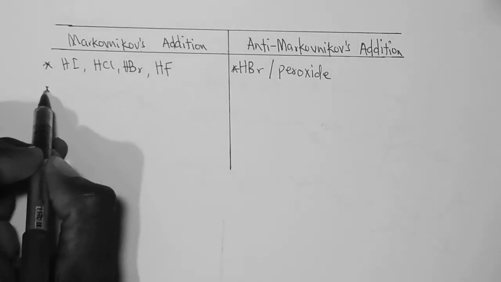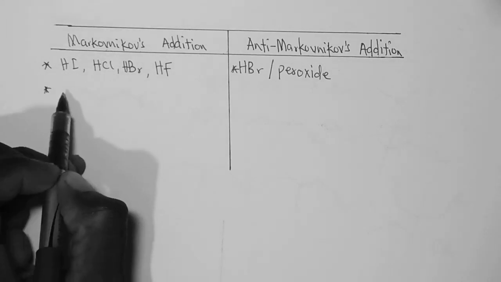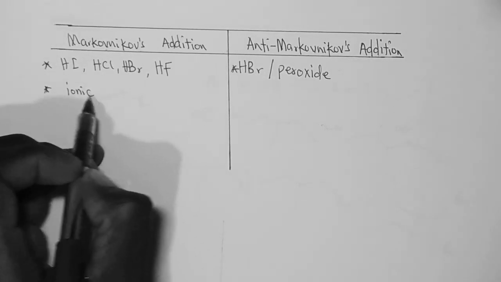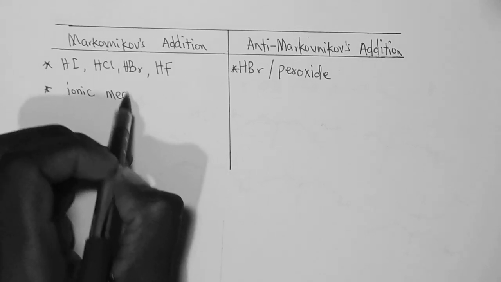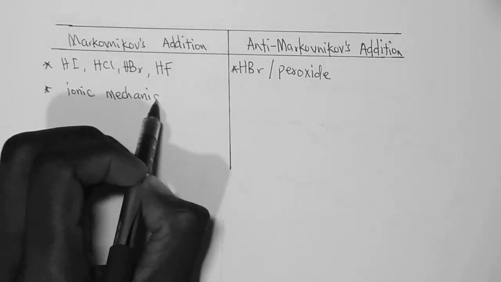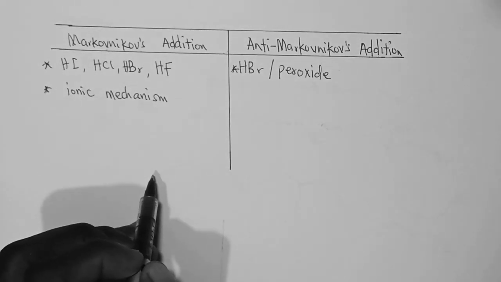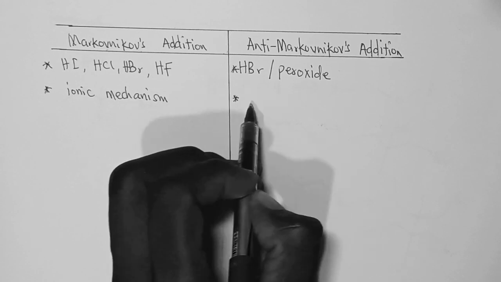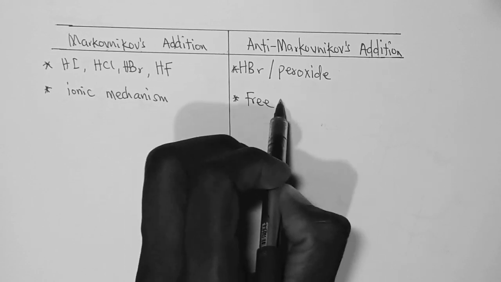And then the second difference is that the Markovnikov's addition is ionic. The reaction pathway is an ionic mechanism. It passes through an ionic mechanism pathway. And then in the anti-Markovnikov's addition, it is a free radical mechanism.